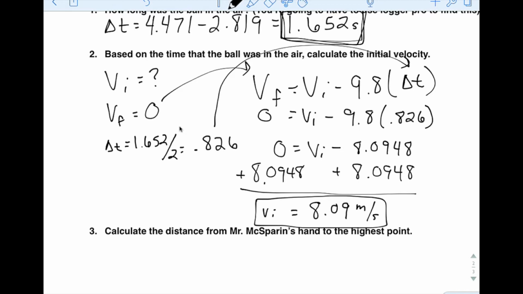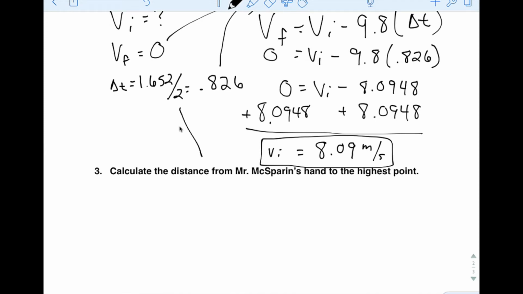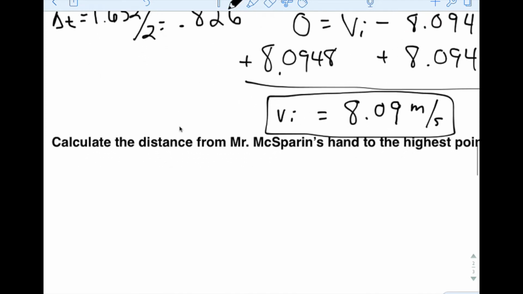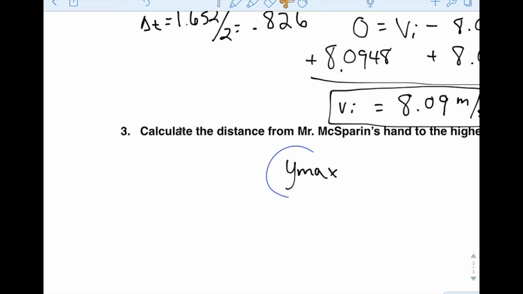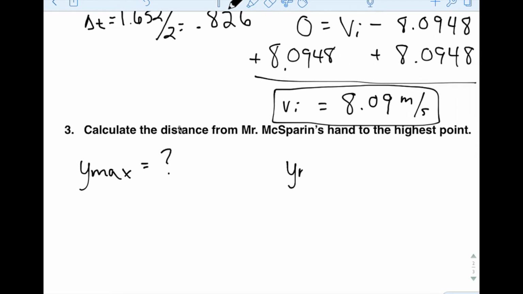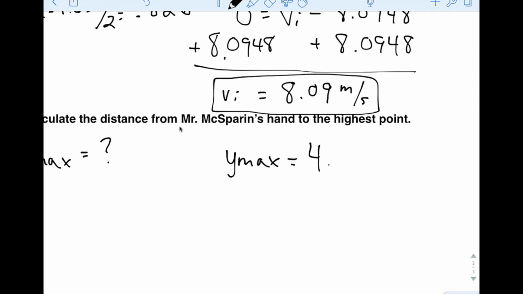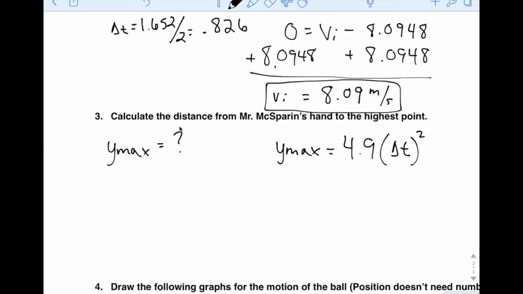Now it says calculate the distance from Mr. McSparren's hand to the highest point. All right, so if we want to know the highest point, that sounds to me an awful lot like Y max. So I'll take that, let's put it over here. And we'll say Y max is our question mark. That means I have to use the Y max equation, which is Y max equals 4.9 times delta t squared.